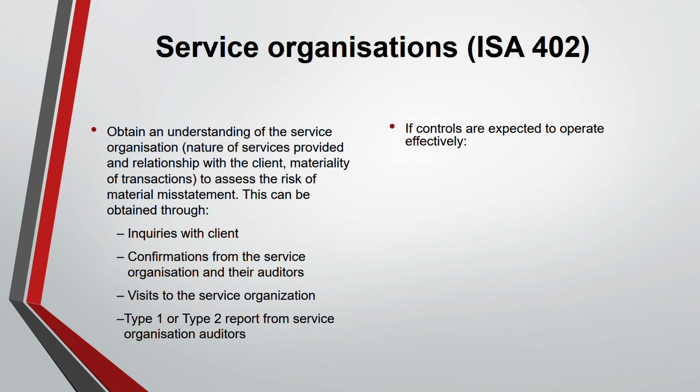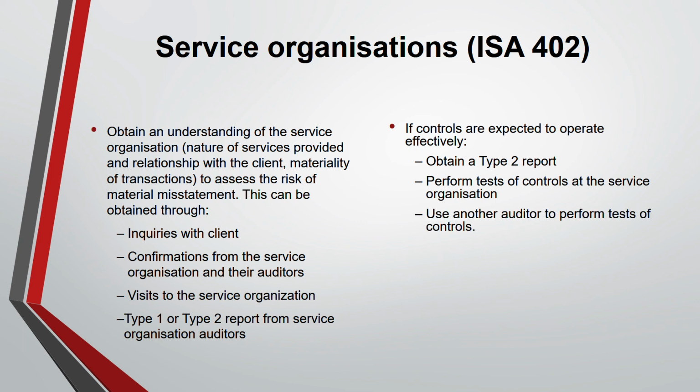If controls are expected to operate effectively, that means controls are working properly, then obtain a type 2 report. So type 2 reports are obtained when your controls are working effectively. Then you need to perform a test of control at the service organization, not in your client's firm, but in the service organization where your client is dealing. There you are performing the test of control. Are their controls working effectively or not in the service organization? Then use another auditor to perform the test of control. Not the same auditor. One auditor will be performing the test of control at the service organization, another auditor will be performing the test of control in the client company.